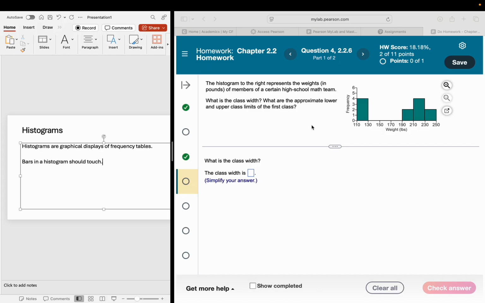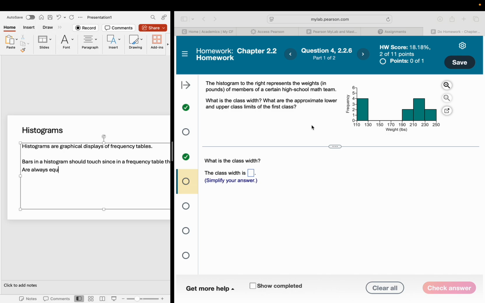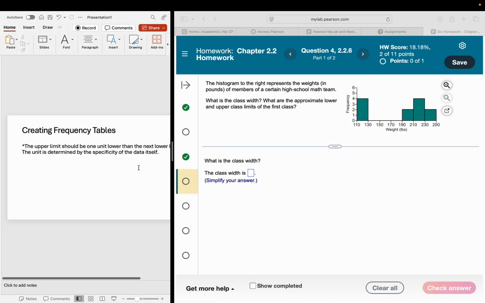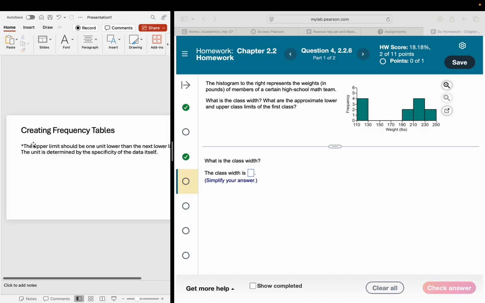And that's because, or we'll say since, in a frequency table, the bins are always equally spaced and next to each other, so to speak. Right, when you looked at those other tables before, let's go back real quick. We went from 100 to 199, and then right after we went to 200. So there shouldn't be necessarily a visual space there. We should put them right next to one another.